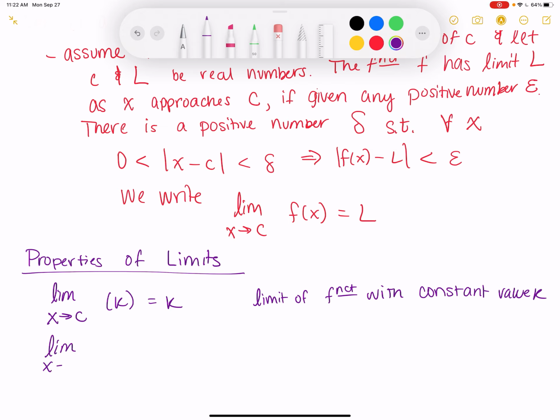And the limit as x approaches c of x is equal to c, which is the limit of the identity function at x equal to c.